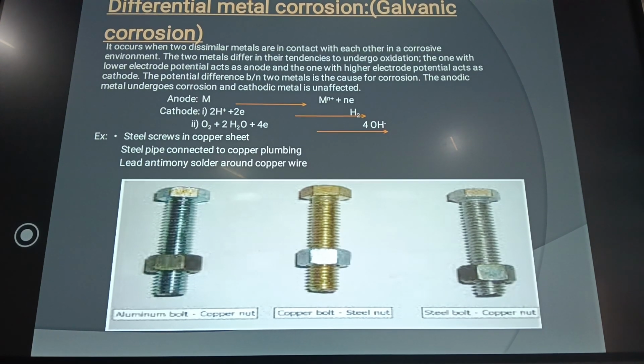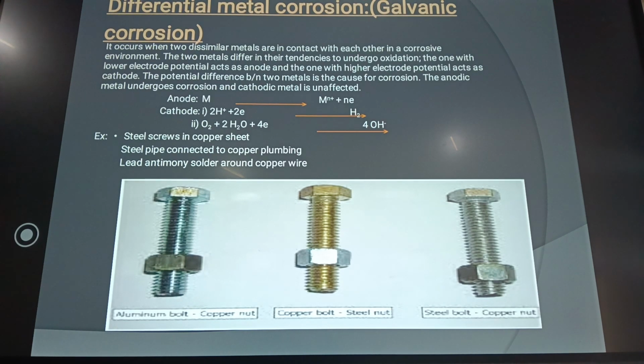Differential metal corrosion is also called galvanic corrosion. It occurs when two dissimilar metals are in contact with each other. So we have to take the two different properties of metals in contact with each other in the surrounding environment. We call that a corrosive environment.